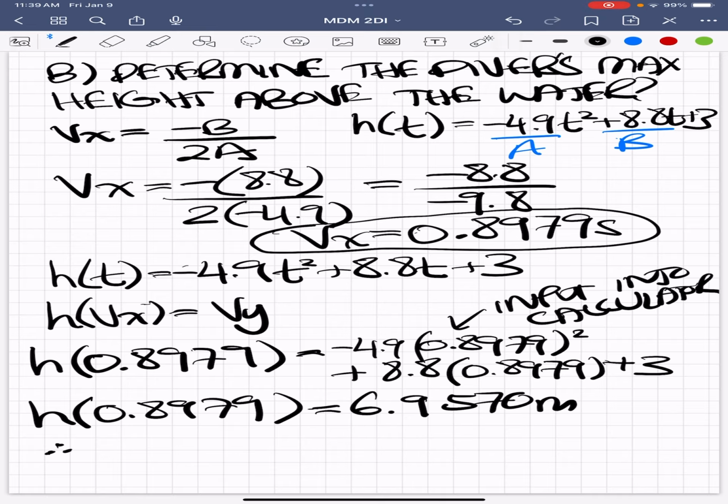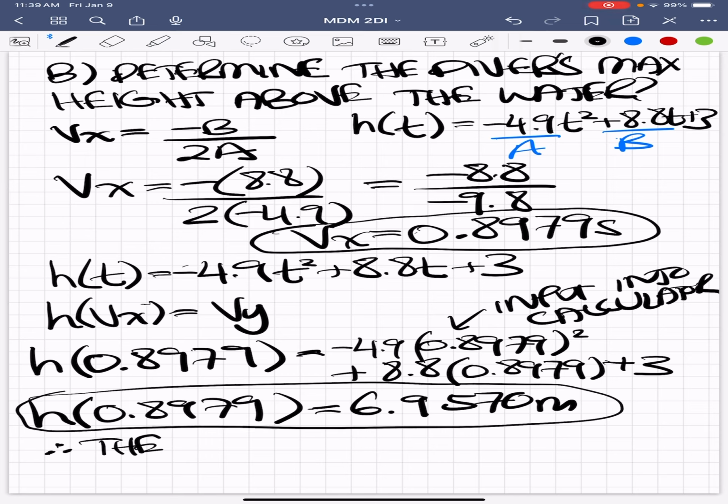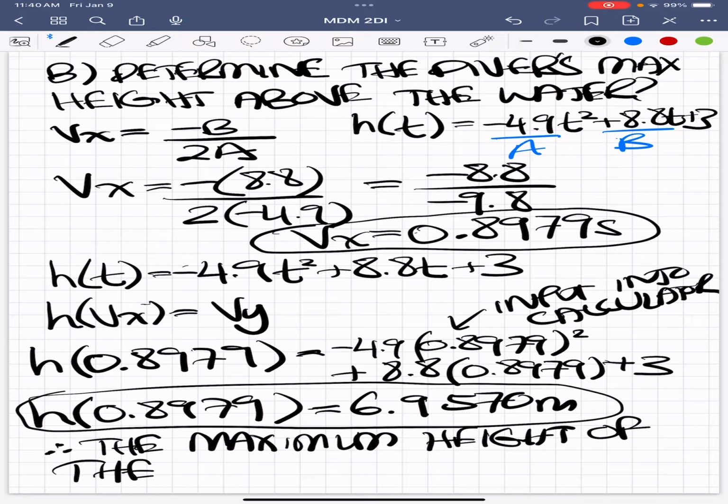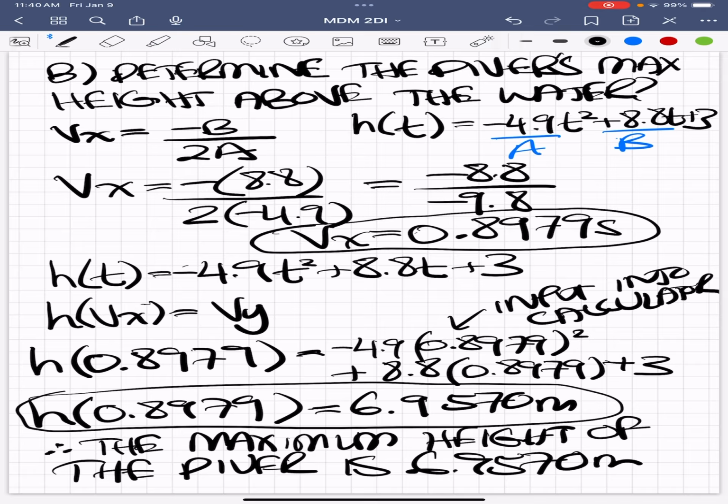the maximum height of the diver is 6.9570 meters. And that's our therefore statement.